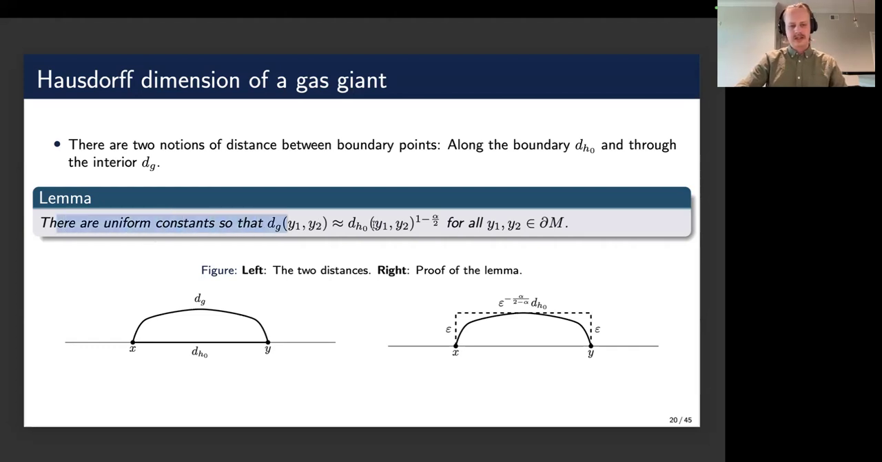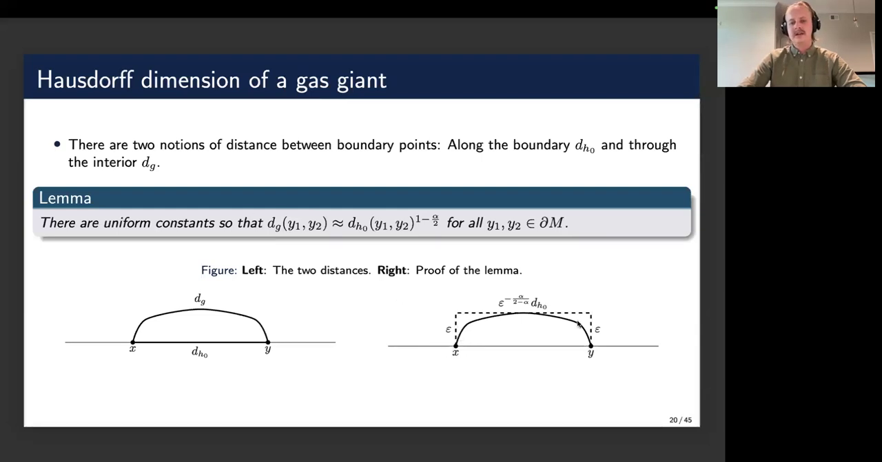And what you can prove is that there is a power type behavior between these two distances. There are some uniform constants, so that these two metrics are Lipschitz comparable to each other with uniform constants when you put this power in there. And proving this is not very difficult.